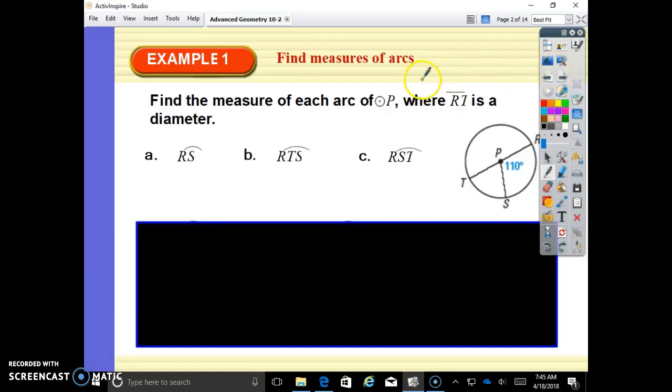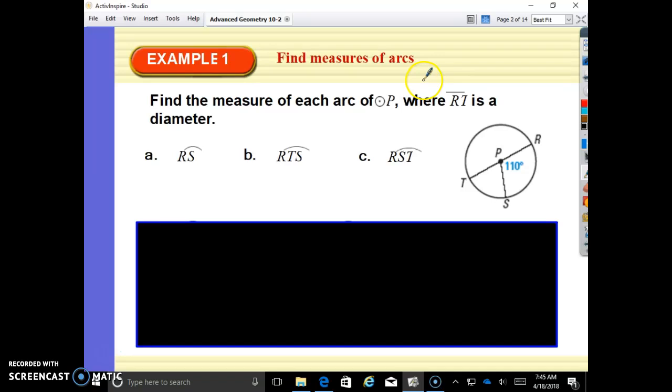All right, so example 1, finding measures of arcs. Find the measure of each arc of circle P. This says circle P, so they just make a circle with a dot in the middle, the center, and that's the symbol for circle. That's how you know that it's not an O. Circle P, where segment RT is a diameter. They want to know the measure of each arc.